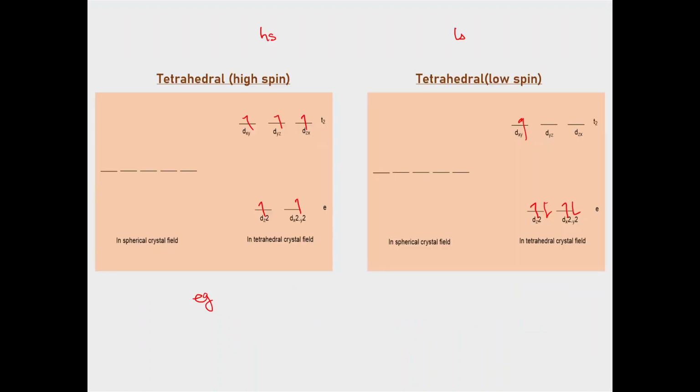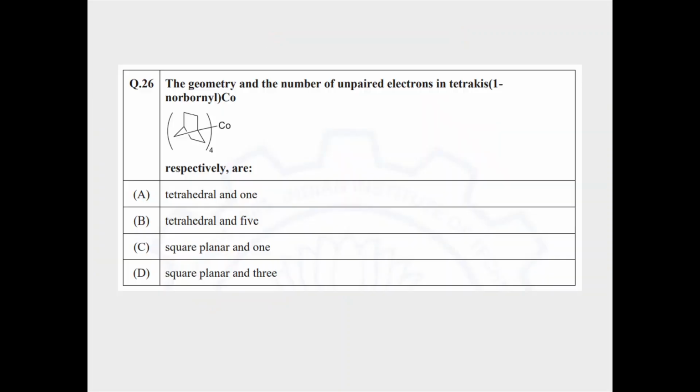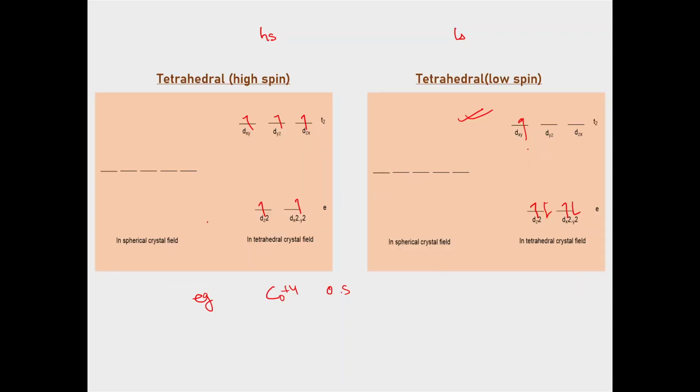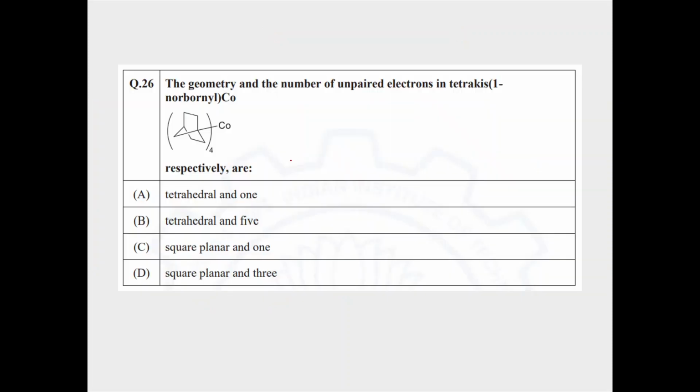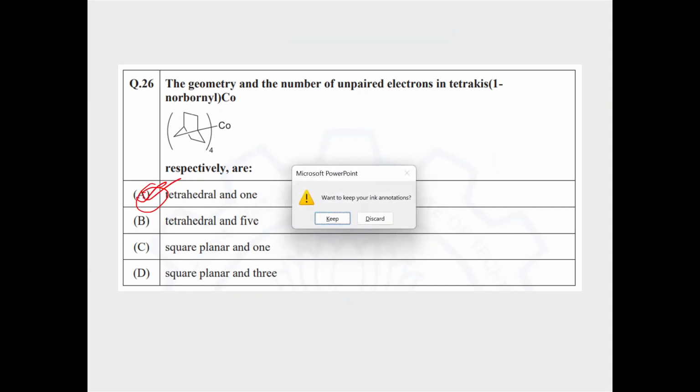One of the reasons for this may be that here cobalt is present in plus 4 oxidation state, and we know that metals in higher oxidation state prefer low spin complexes over high spin complexes. So in this case, we are getting a low spin tetrahedral complex. The geometry of the complex is tetrahedral and the number of unpaired electrons we can see here is 1. So the answer to this question will be tetrahedral and 1. Option number A is the correct answer. Any questions?